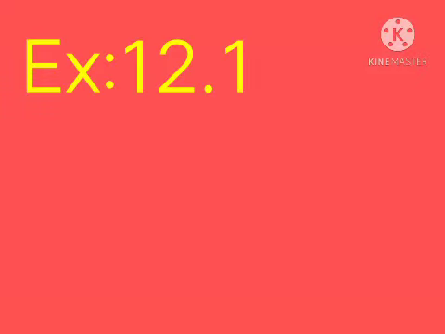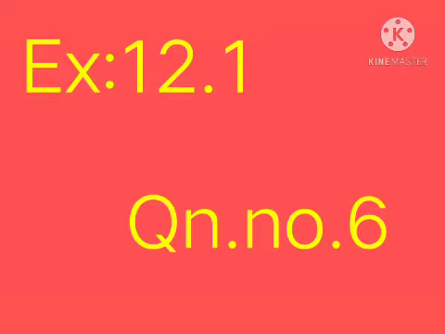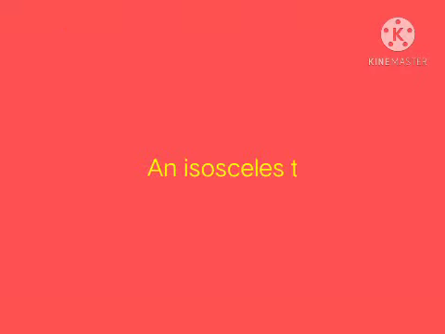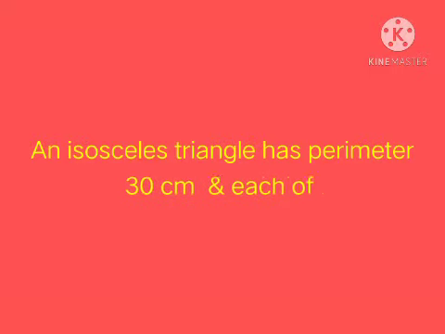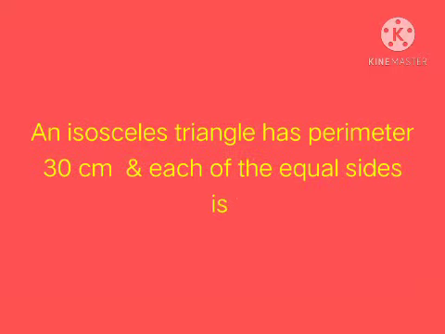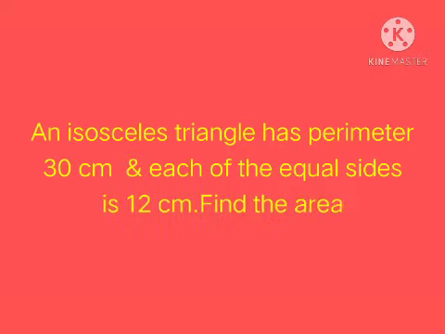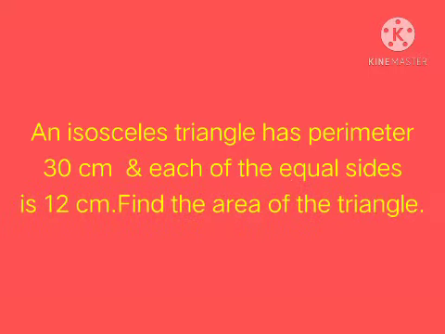Exercise 12.1, last question. Question number 6. An isosceles triangle has perimeter 30 centimeter and each of the equal sides is 12 centimeter. Find the area of the triangle. Isosceles triangle means two sides are equal. Here the equal sides are given as 12 centimeter, so we can take A equal 12 centimeter, B equal 12 centimeter.